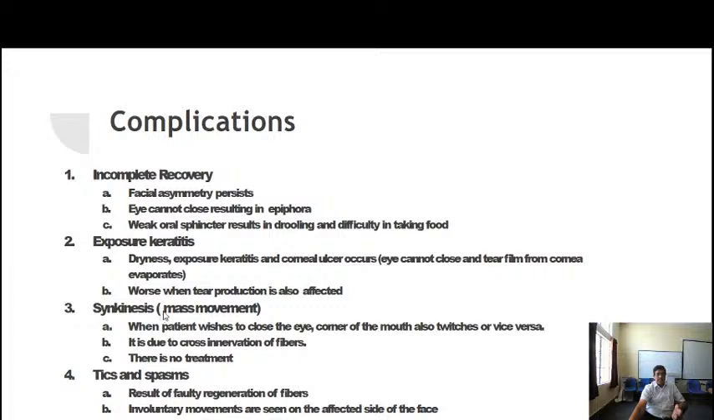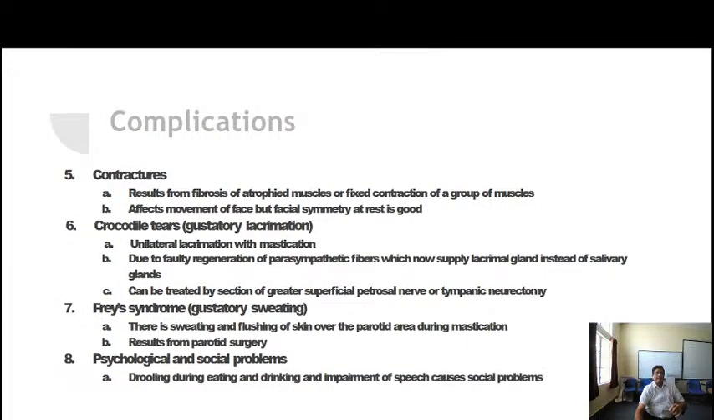Then of course the synkinesis, mass movements: when the patient wishes to close the eye, the corner of the mouth also twitches, and this is because there is a cross innervation of fibers as the fibers regenerate. There is no treatment for this. Then you have the tics and spasms that result from faulty regeneration once again. When the nerve is injured, different nerves which were stimulating different muscles are reinnervated wrongly, and so involuntary mass movements usually occur.